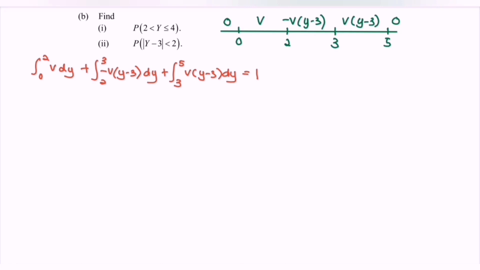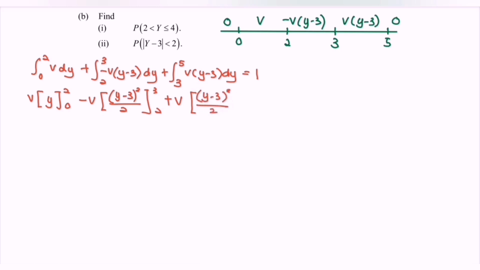So let's begin. We have v times y, limit 0 to 2, minus v times (y minus 3) squared over 2. Do you remember? Differentiate the internal function, where we have 1, limit 3 and 2. Plus v times (y minus 3) squared over 2, with limit 5 and 3, equal to 1. Kindly substitute: we have v times (2 minus 0), minus v over 2 times (3 minus 3 which is 0), minus, if we substitute 2 we have 1, plus v over 2 times, substitute 5 where we have 4, substitute 3 where we have 0.